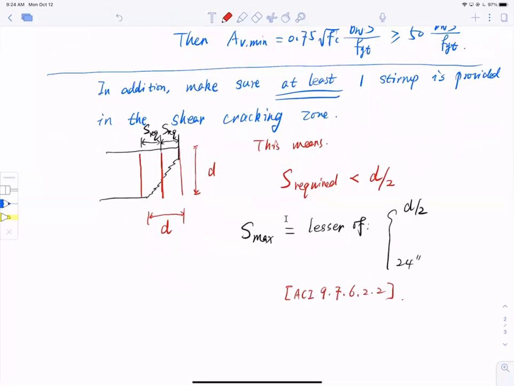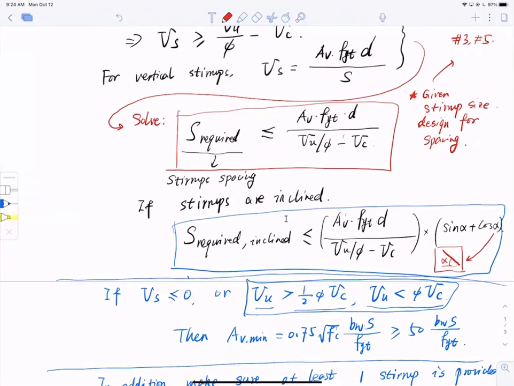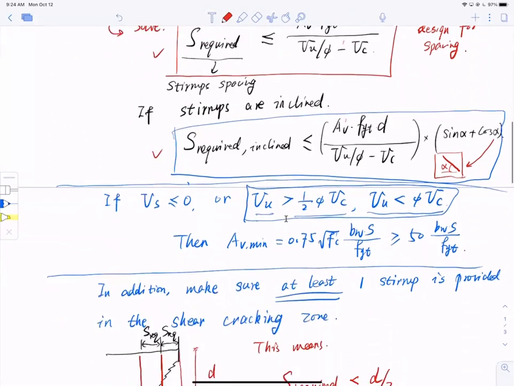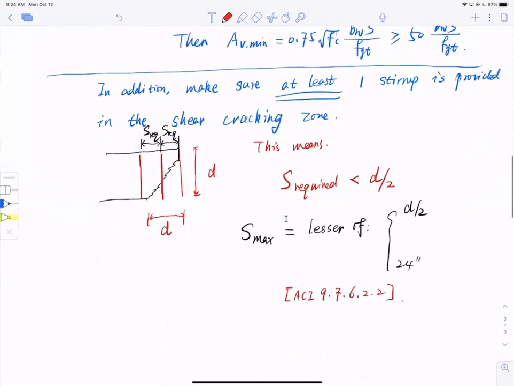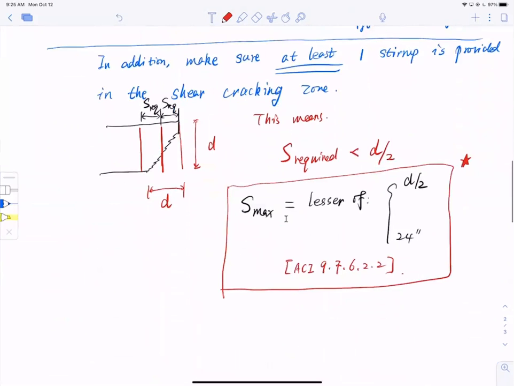So although you have calculated the spacing from these equations, if it's vertical, you use the first one, and if inclined, use the latter one. But once you find the spacing, you have to go back and check to make sure that this maximum spacing requirement is satisfied. Okay, so this is the design process.